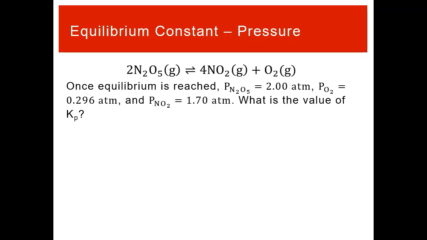Now I want to do an example where we look a little bit at the quantitative side of Kp, using the number itself. So the reaction 2N2O5 becomes 4NO2 plus O2. Once equilibrium is reached, the pressure of N2O5 is 2 atmospheres, the pressure of O2 is 0.296 atmospheres, and the pressure of NO2 is 1.70 atmospheres. What is the value of Kp?